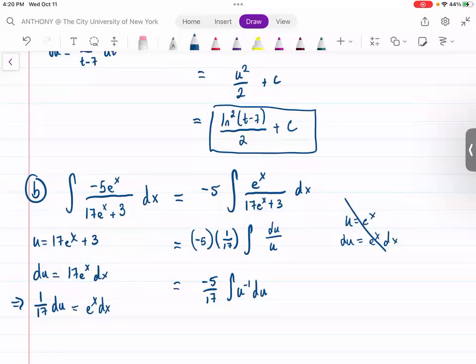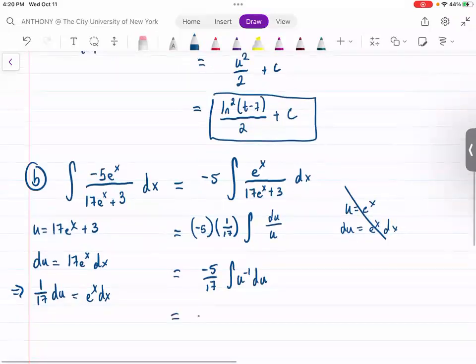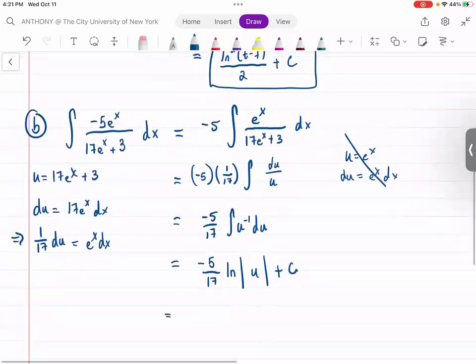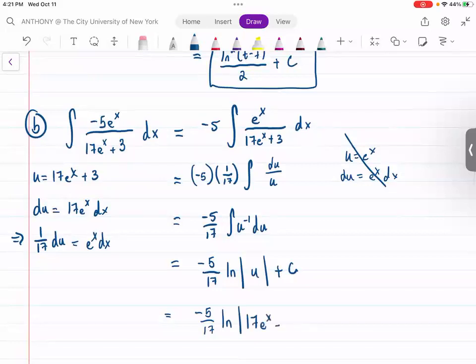No, right? So therefore, by the ln rule, you'll have -5 over 17 times ln of the absolute value of u plus c. And since u was defined as 17 e to the x plus 3, you just make your replacement. So we get -5 over 17 ln of the absolute value of 17 e to the x plus 3 plus c. And that would be your final answer.